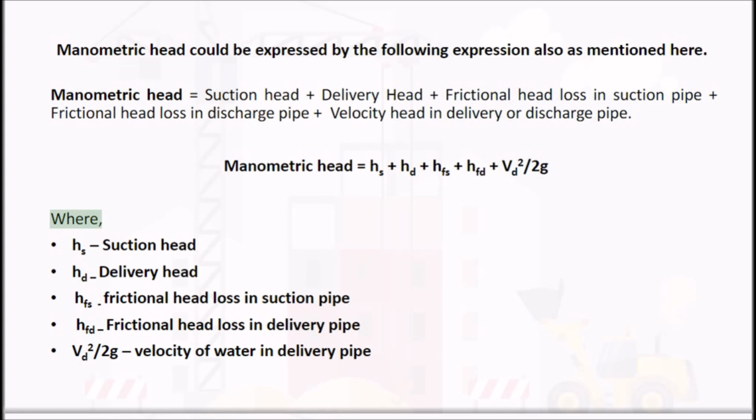where HS is suction head, HD is delivery head, Hfs is frictional head loss in suction pipe, Hfd is frictional head loss in delivery pipe, and Vd squared/2g is velocity head of water in delivery pipe.